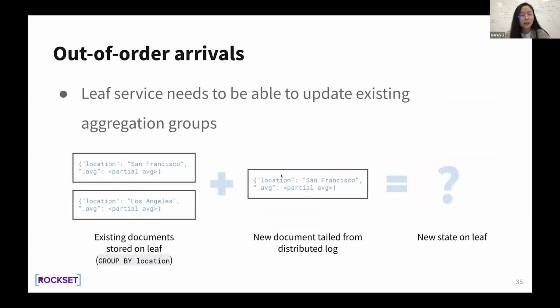Like we were just saying, the leaf service needs to be able to update existing aggregation groups. So let's say the state on our leaf is just these two documents. We're grouping by location. And then we tail a new document from the distributed log on the leaf. This document belongs to the same aggregation group as one of the existing ones because the location San Francisco is the same. And so the leaf needs to be able to update that aggregation group.